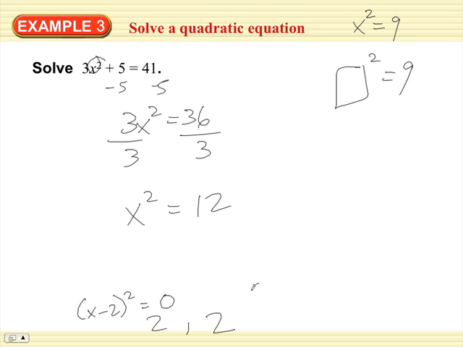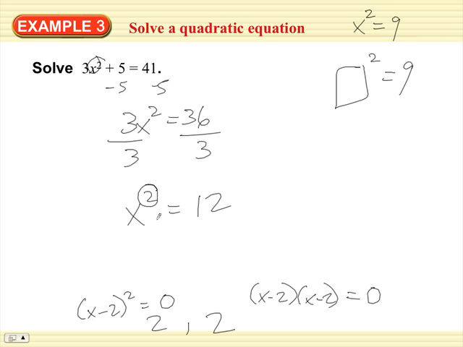x minus 2 squared is x minus 2, x minus 2. Answers are 2 and 2. There's still 2 answers here, but this is called a double root. But we only write it once, okay? So what I'm saying to you is any x squared function you have, there's always 2 answers. Always. People mess up because they only put the positive one instead of the negative one.